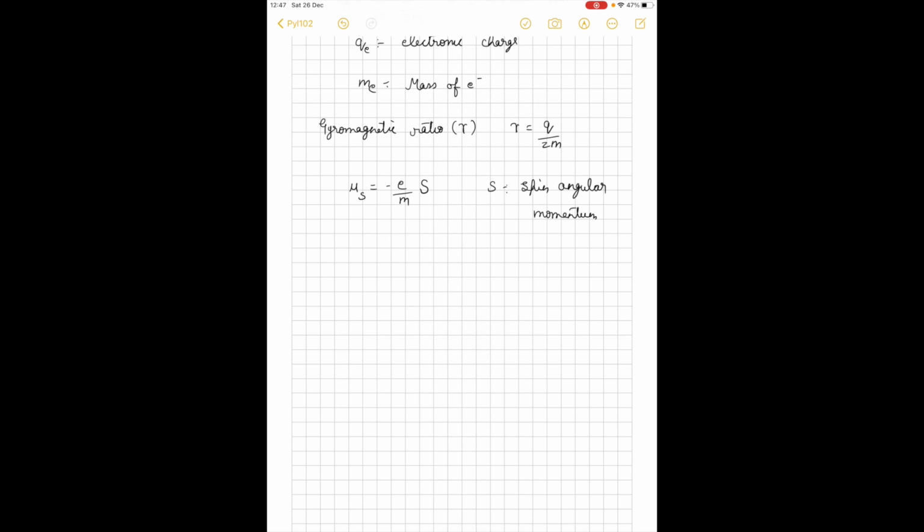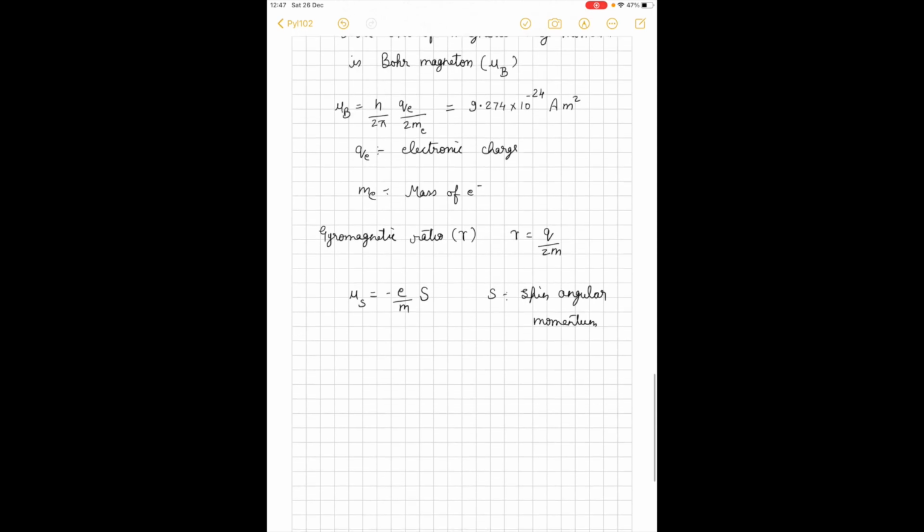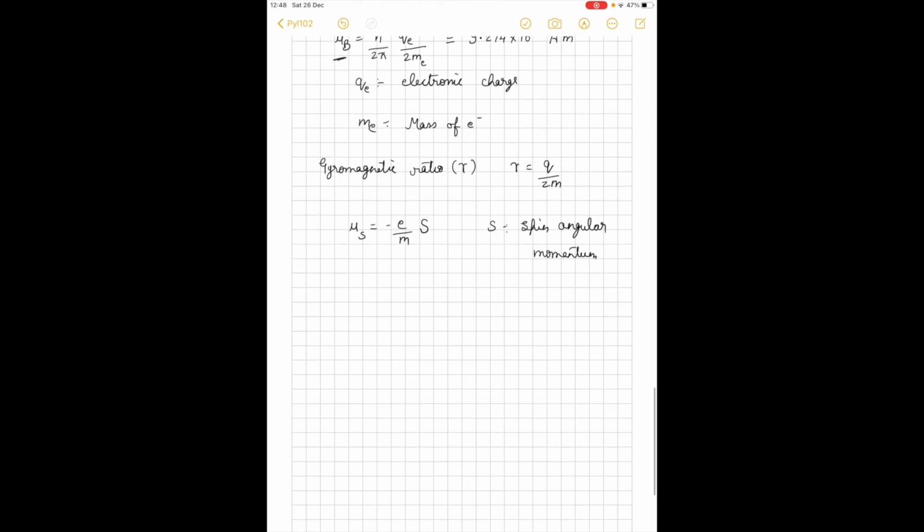One thing which I forgot to mention about the Bohr magneton: we define the Bohr magneton as a unit of magnetic moment, right? Here, mu B. This allows us to express the magnetic moment of an ion, atom or molecule. Meaning we will say the magnetic moment is 5 Bohr magnetons or 10 Bohr magnetons, and so on, depending upon how many unpaired spins we have. I'll give you an example of how to calculate that.